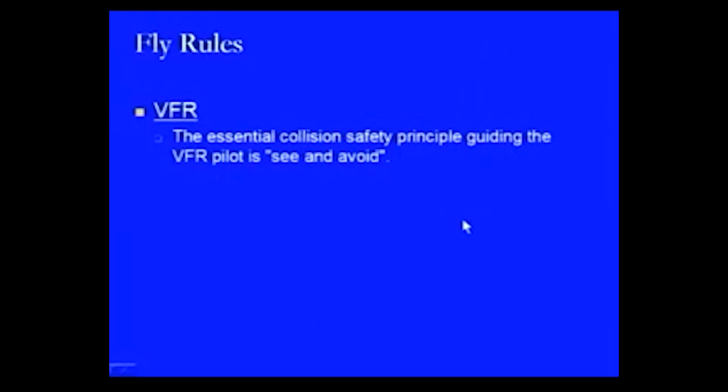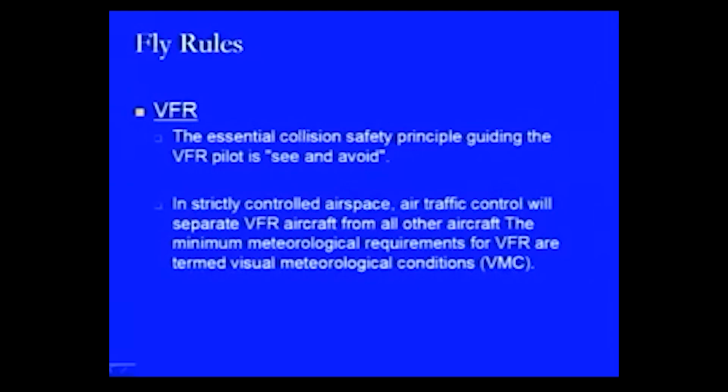Similarly, in the case of VFR, the essential collision safety principle that guides the VFR pilot is termed see and avoid. So, this is the safety principle in VFR condition: you look and try to avoid the collision. In a strictly controlled airspace, air traffic control will separate VFR air traffic from all other aircraft. The minimum meteorological requirements for VFR are termed visual meteorological conditions.